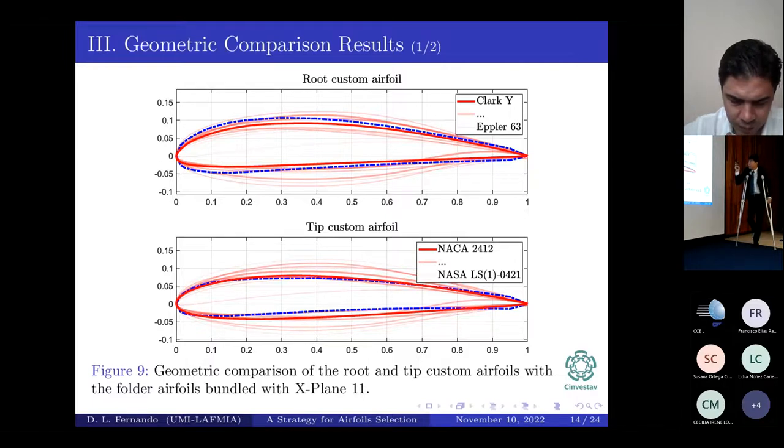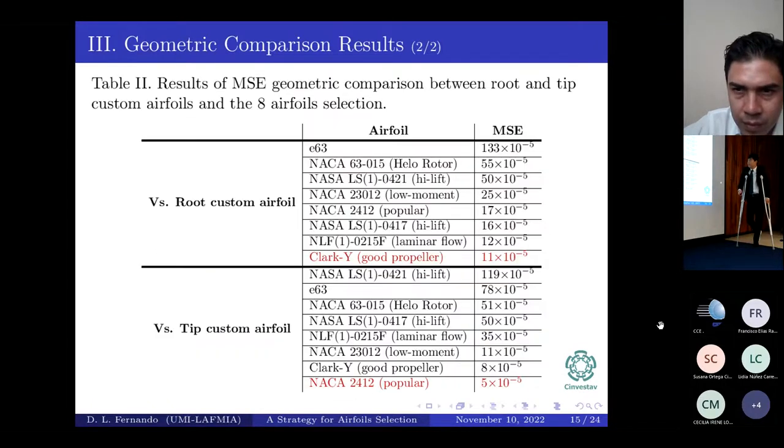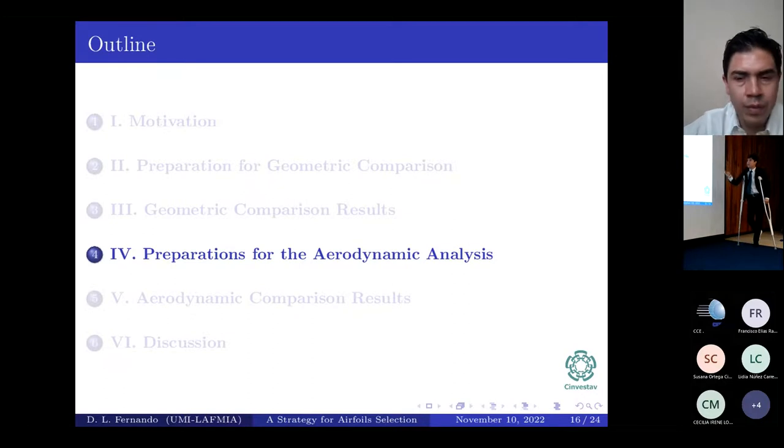So for our root custom airfoil, we got that the Clark Y airfoil is the closest to it geometrically speaking, and for the tip custom airfoil, we got this NASA LS airfoil, which is the closest to it geometrically. We can see this from another angle in this table, where we can see the numerical results of the MSE applied with the procedure previously explained. And the red ones have the lower MSE. So these are the chosen ones, the winners. So now we have to make the preparation for the aerodynamic analysis.